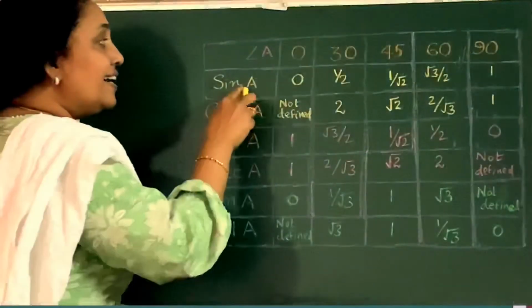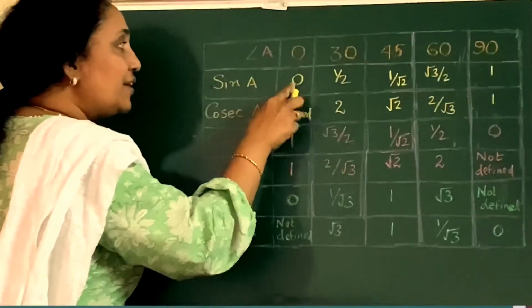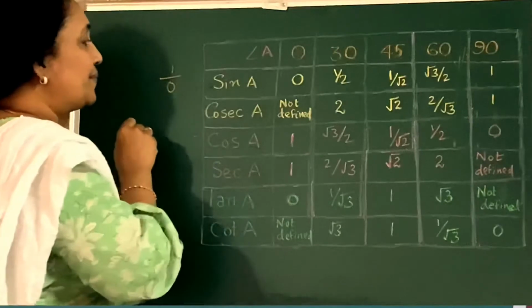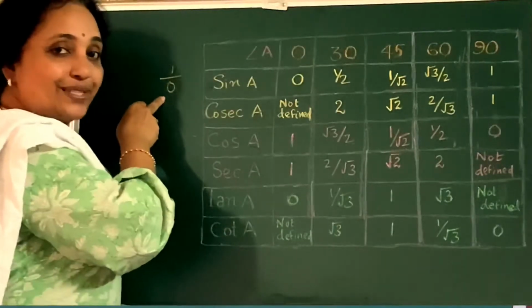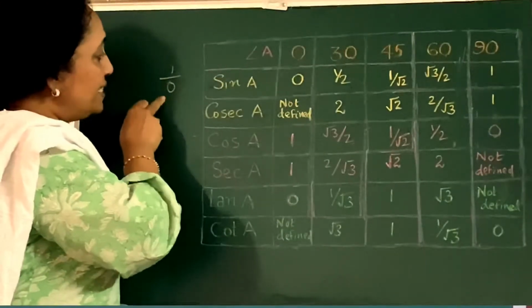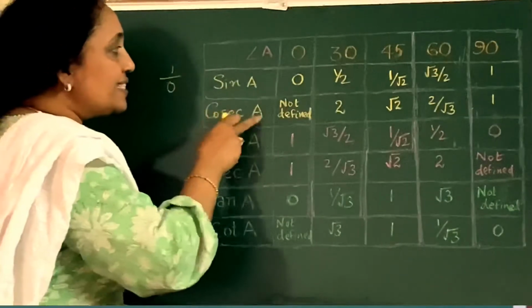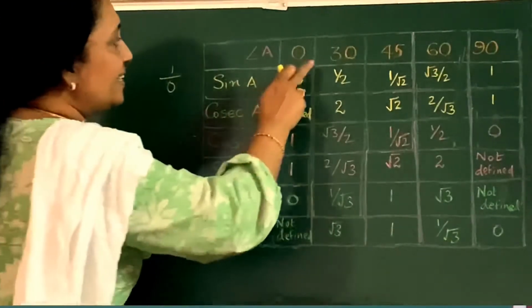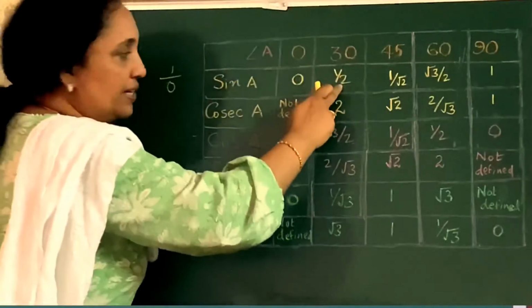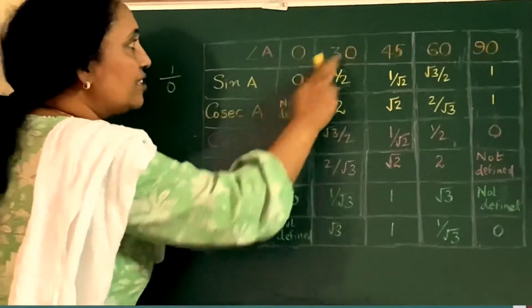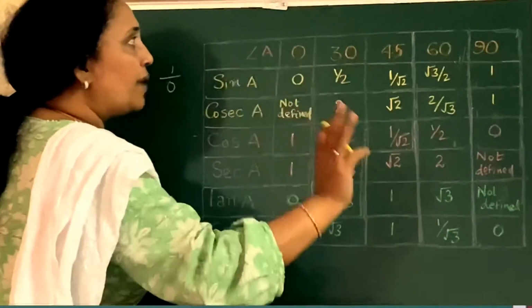So here the reciprocal of 0 is 1 by 0. Division by 0 is not defined. That means 1 by 0 is not defined. That means cosec 0 is not defined. Then sine 30 is 1 by 2. Cosec 30, that means the reciprocal of 1 by 2, that is 2 by 1.